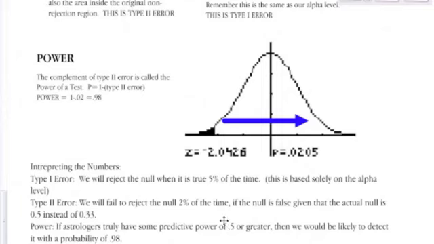Now if I change my 0.5, my alternate proportion, then it's going to change my power. It's going to change my beta, because my curve begins to change. So when you find power and type 2 error, it is directly linked to the suggested value for the new proportion of your population.